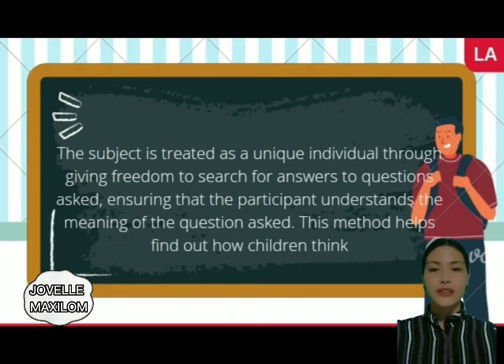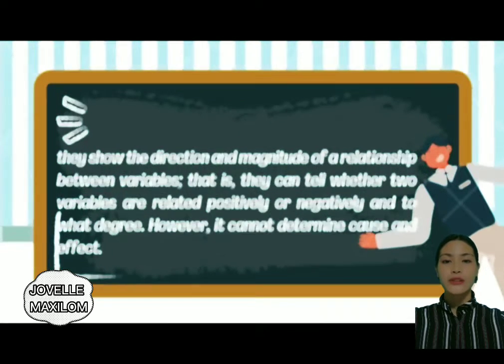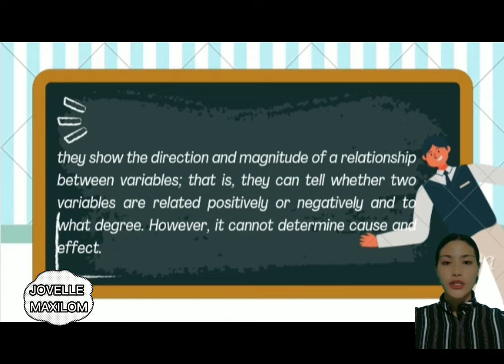Let's have the correlational method. Correlational method shows the direction and magnitude of the relationship between variables. They can tell whether two variables are related positively or negatively and to what degree. However, it cannot determine cause and effect.